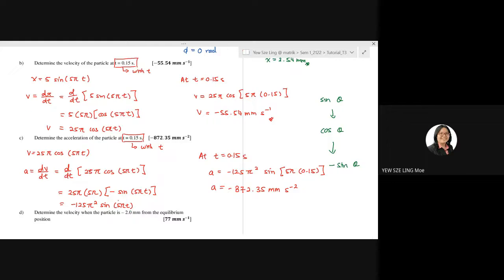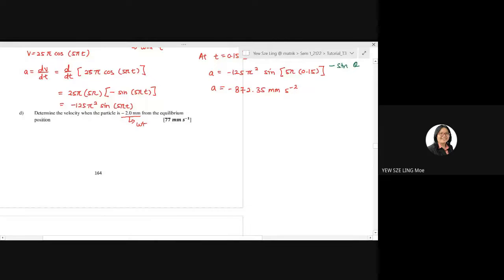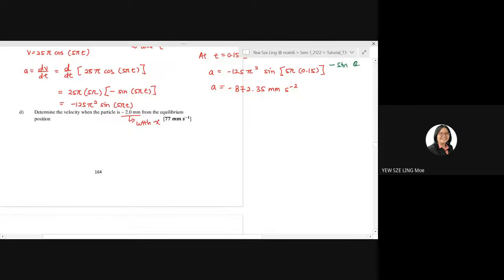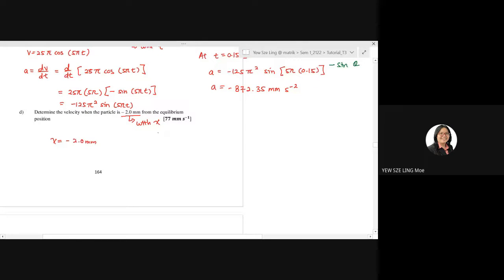Okay, next question. So question D, very simple. Now you are given the displacement, you are given X. So you need an equation with X because now you are given X. So this negative 2.0 mm is X. Determine the velocity when the particle is negative 2 mm from the equilibrium position.